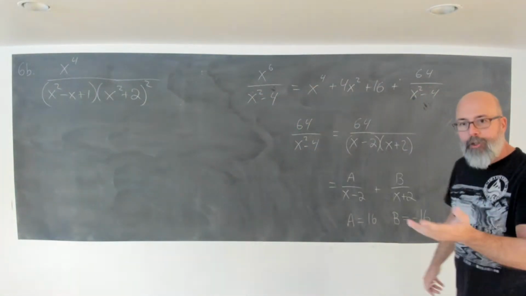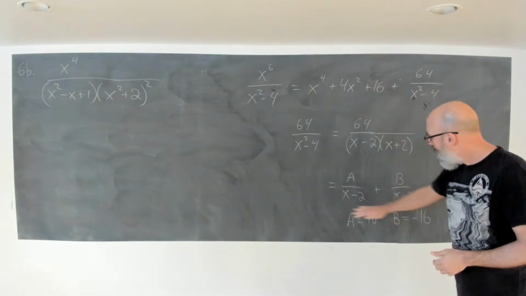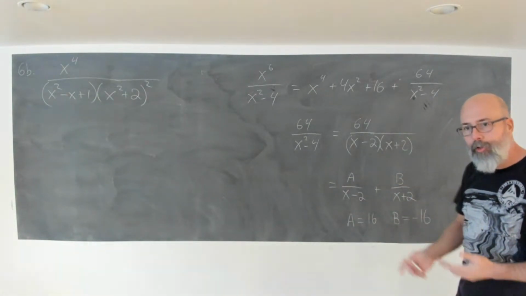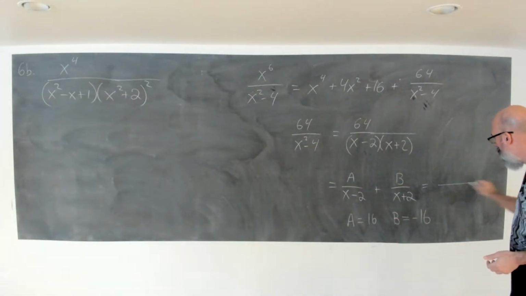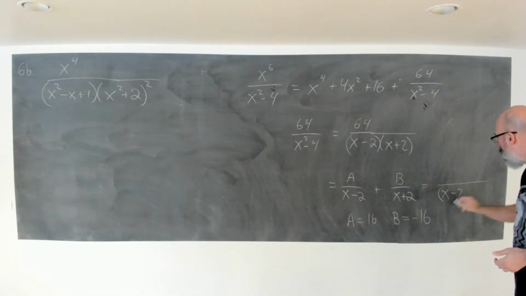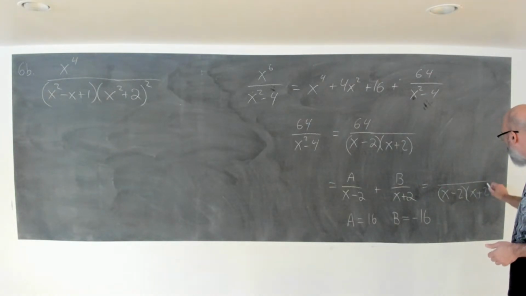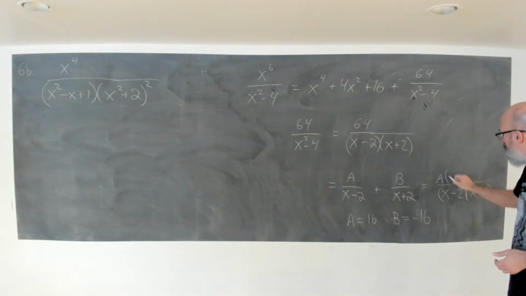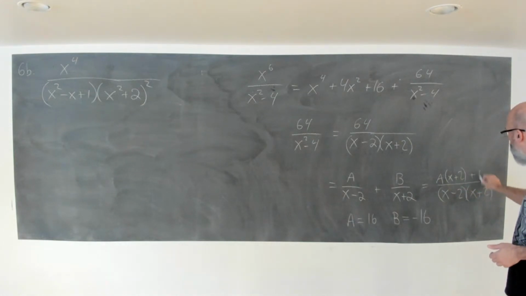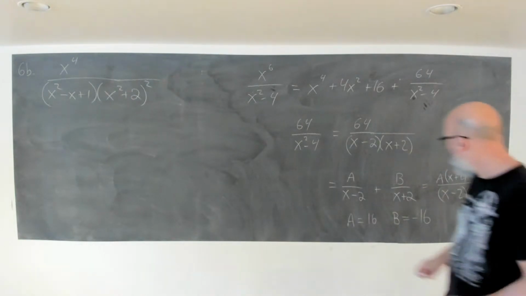Well, I mean, I don't expect you to see it immediately, but you know what to do, right? We're going to put everything back over common denominator. X minus 2, x plus 2. This is a times x plus 2 plus b times x minus 2. And now you can equate the numerators.